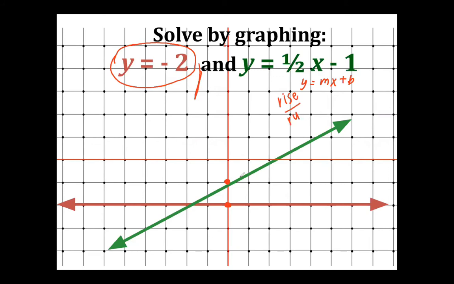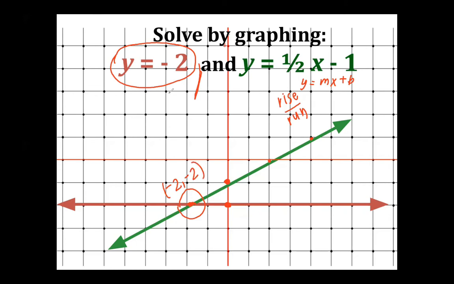From -1, I'm going to rise 1 unit over 2, rise another 1 unit over 2. If you want it to go down, you can go down 1 unit and over to the left 2 units. And again, I recommend to draw as many points as you need until you find a good point of intersection. In this case, it would be right here, which is (-2, -2).